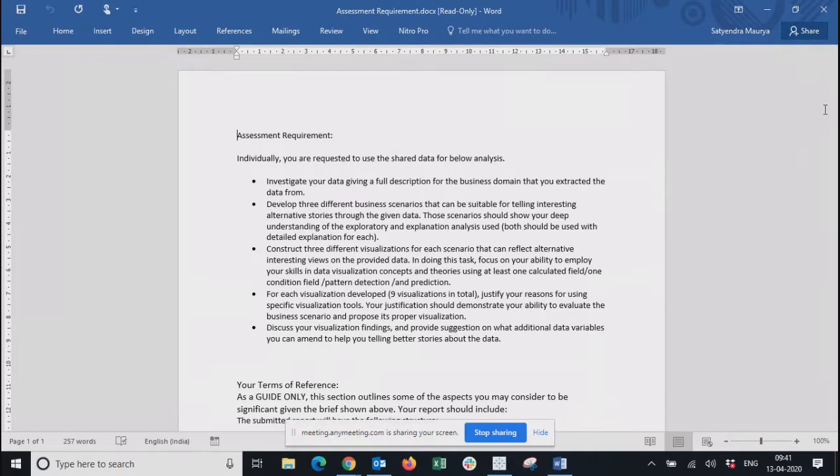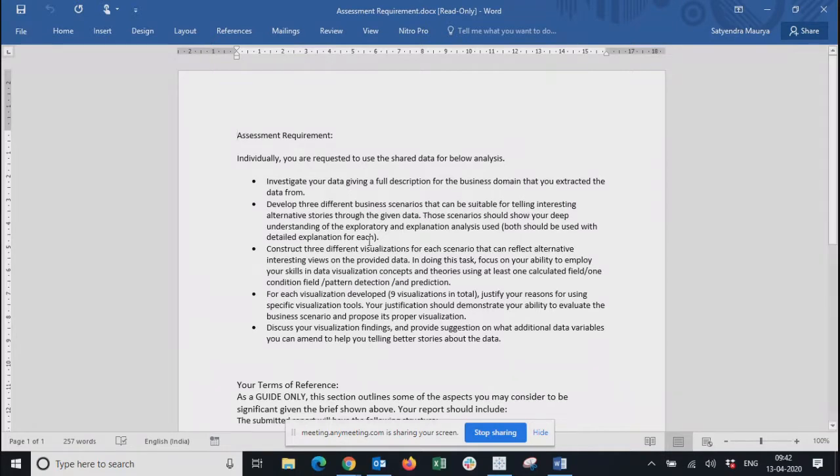Okay, so I shared this document as a requirement for this particular project, which says that whatever data you have been given, you need to look into the data. You need to write the description about the data, whatever your understanding is, and then you need to develop 3 different business scenarios that can be suitable for telling interesting alternative stories through the given data, which means when you will be observing that data or looking into it, you need to create 3 storylines or 3 scenarios. Basically it could be the observation, 3 different observations that you get out of looking into the data.